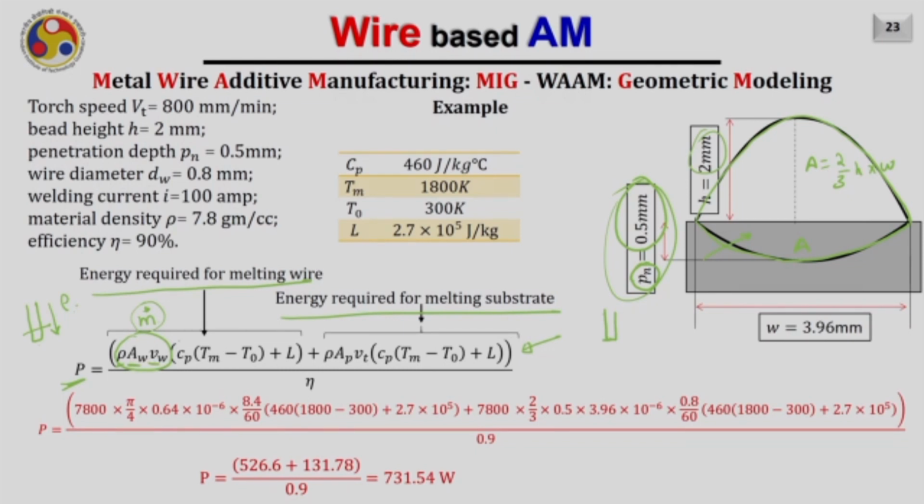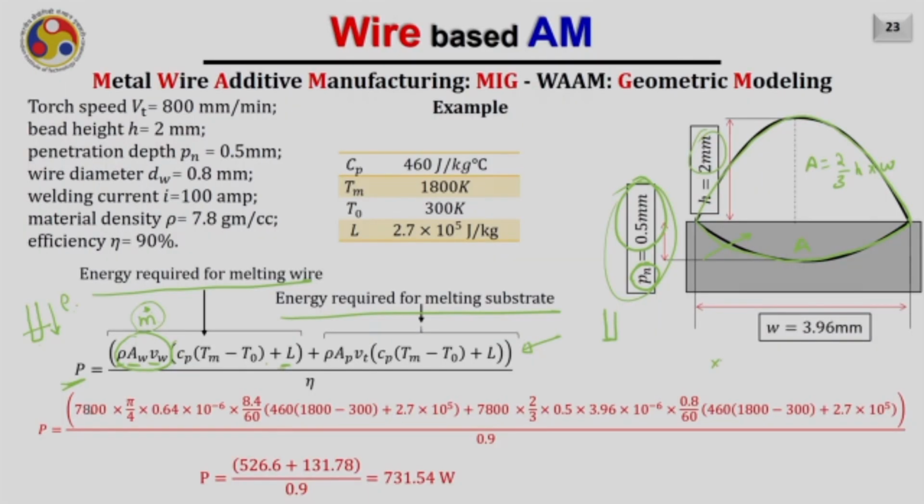So this is m dot into bracket Cp delta T, plus the penetration term, that is the depth of the penetration, 0.5, into the width, that is 3.96. That is, in mm square, the area of the penetration. This area is multiplied by the traverse speed, that is Vt, and by rho. So this much mass per second will get melted when we are traveling in this direction, and as a result m dot Cp delta T plus latent heat will be nothing but the energy required to melt the substrate.